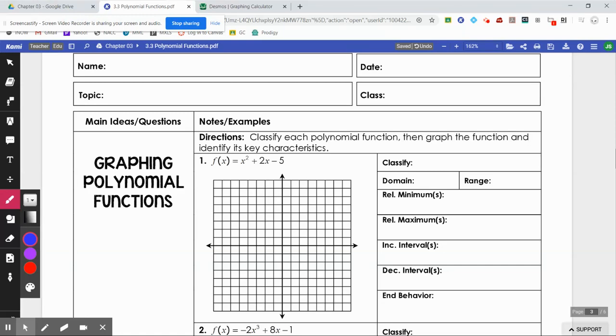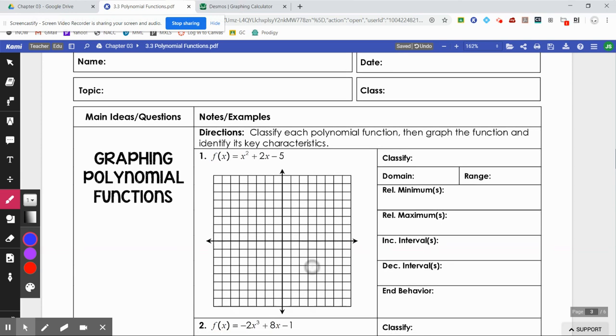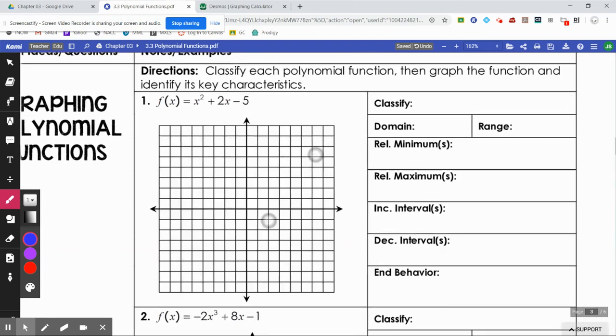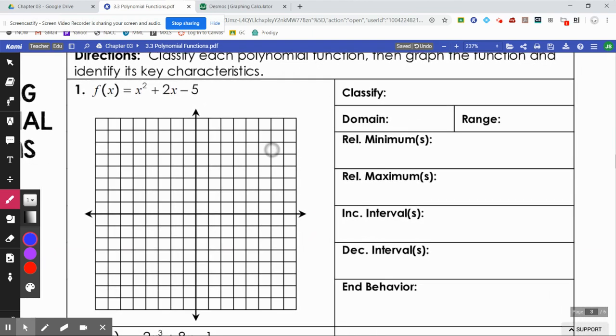Okay, in this video we're going to be graphing polynomial functions. And the directions say classify each polynomial function, then graph the function, and identify its key characteristics. So we are going to go ahead and classify. Let me zoom in. We'll classify these first.